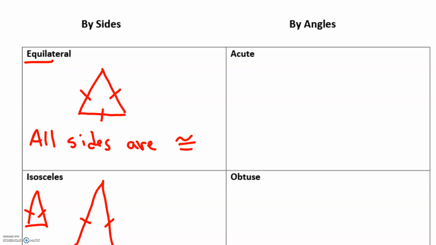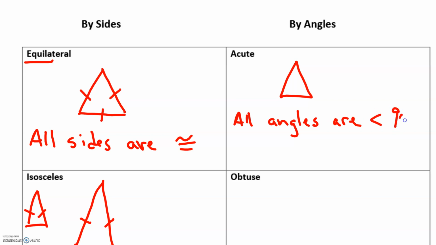Up here, we can also talk about triangles based on what their angles look like. I know that in 4th grade, you learned about acute angles. If you remember, an acute angle is less than 90 degrees. So an acute triangle has 3 angles that are less than 90 degrees. You could say all the angles are less than 90 degrees, or they're all acute.